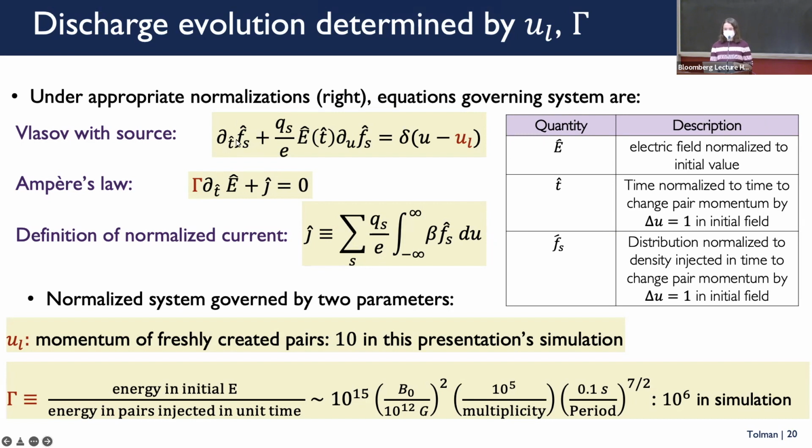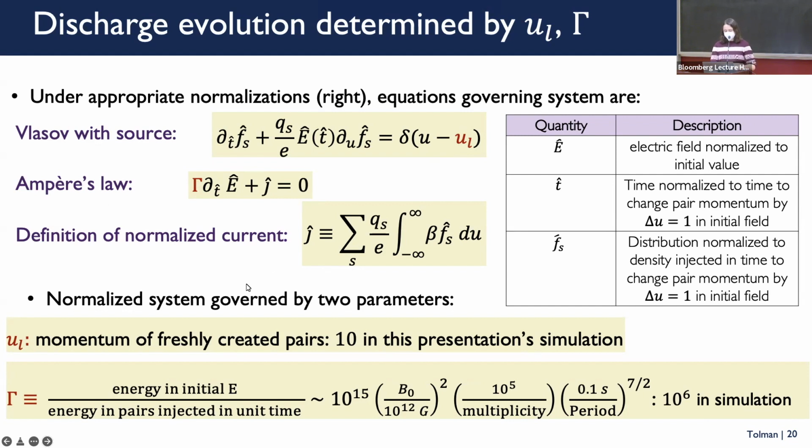So the Vlasov equation is basically going to relate the time derivative of your normalized distribution function, the strength of the electric field and the particle charge, derivative with respect to momentum. And then on the right side of it, I'm going to add a source term, which is representing the addition of new pairs at some momentum UL to the system. Then I have an Ampere's law. And because of the normalizations that I've taken, you have this factor gamma, which appears in the Ampere's law. And then the final equation is just a definition of a normalized current. So that's not super interesting.